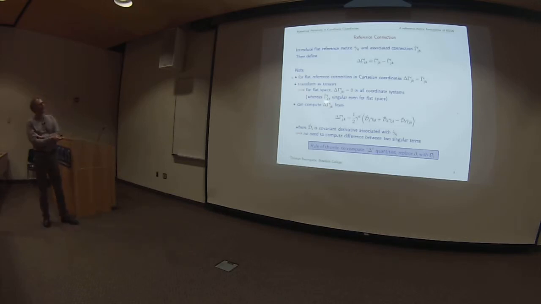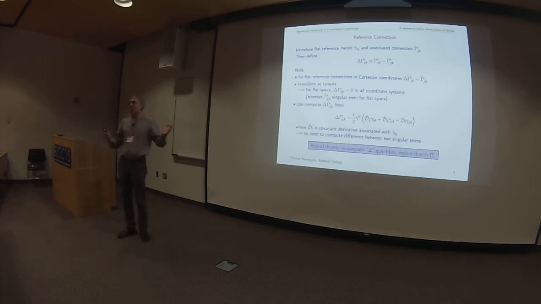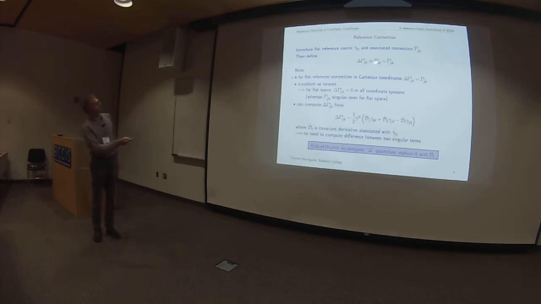One consequence of that is that if we're actually dealing with flat space, then these deltas will be zero in all coordinate systems. Why? Because they will be zero in Cartesian coordinates, and they transform as tensors, voila. Beautiful. So even though the gamma hats, of course, will be singular. Now, you could ask, wait, what is this good for? Because if I'm in curvilinear coordinates, both of these terms will be singular. So why would I want to take a difference between two singular terms? How could that possibly help?